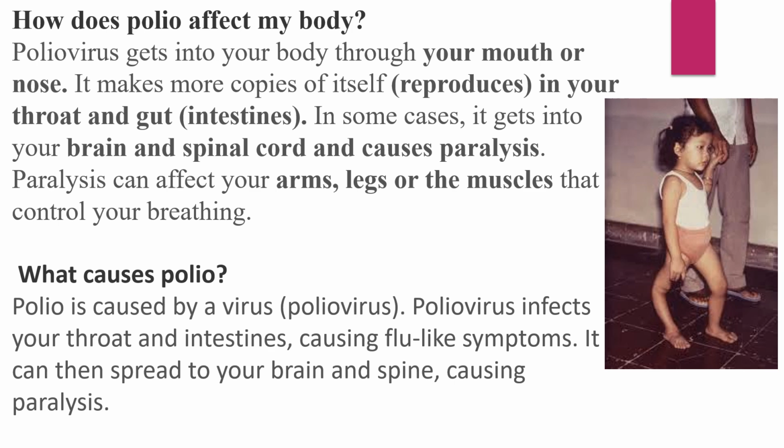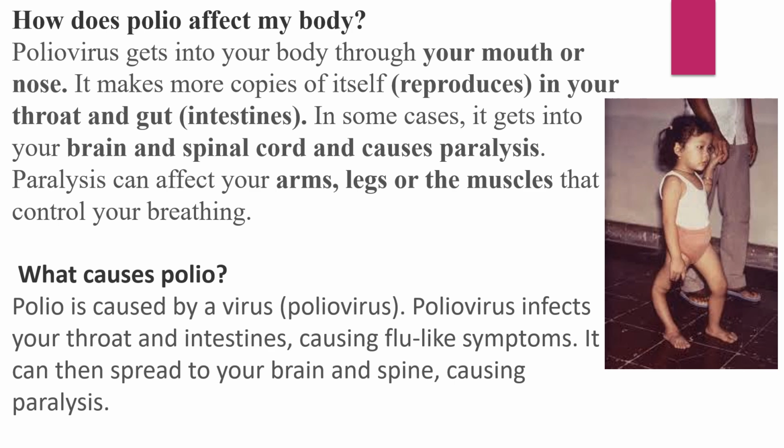Now, how does polio affect our body? It enters your body through your mouth or nose. You can call it oral, mouth, or oral throat, and also through respiratory droplets. This virus multiplies in the intestines and spreads through your stool. So these are some of the modes by which your body is getting infected. It makes more copies, or reproduces, in your throat and guts, that is the intestine.